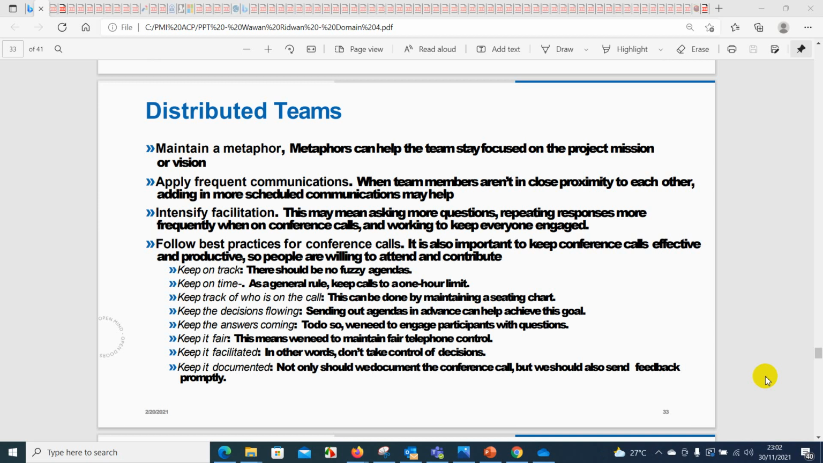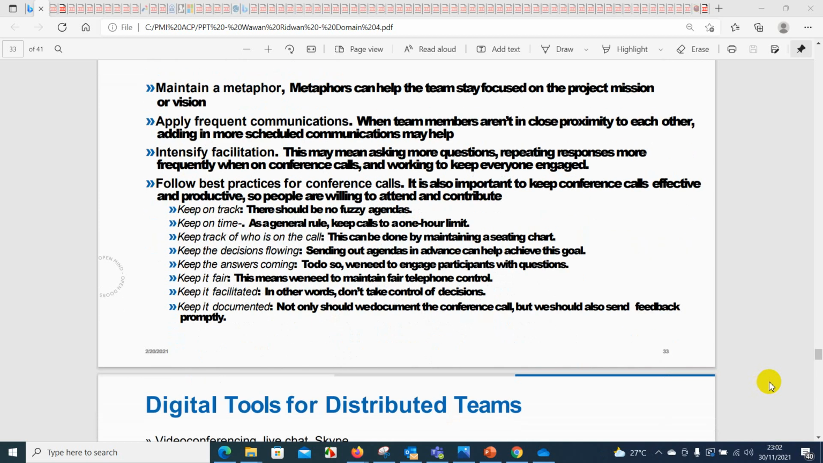Follow best practices for conference calls. It is also important to keep conference calls effective and productive, so people are willing to attend and contribute. Keep on track. There should be no fuzzy agendas. Keep on time as a general rule. Keep calls to a 1 hour limit. Keep track of who is on the call. This can be done by maintaining a seating chart. Keep the decisions flowing. Sending out agendas in advance can help achieve this goal.